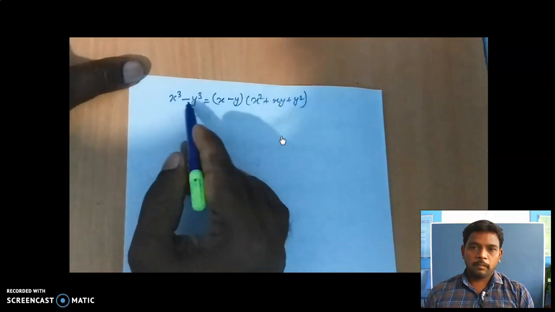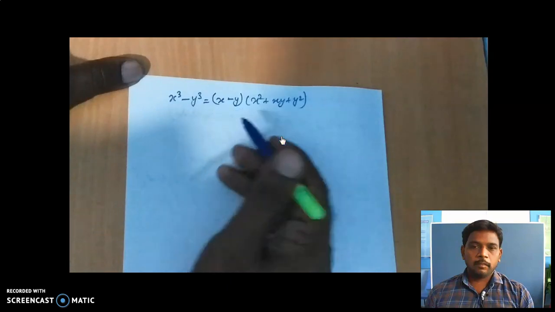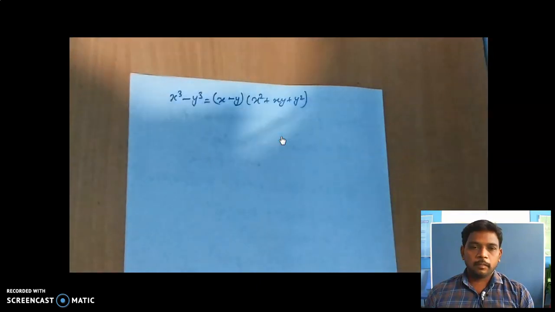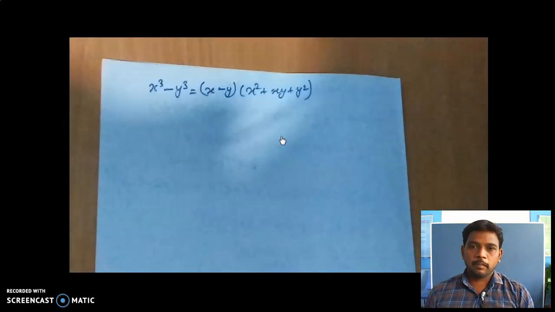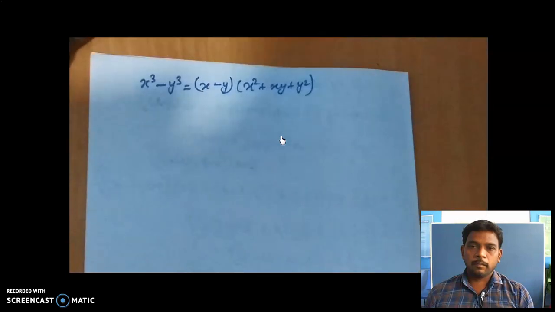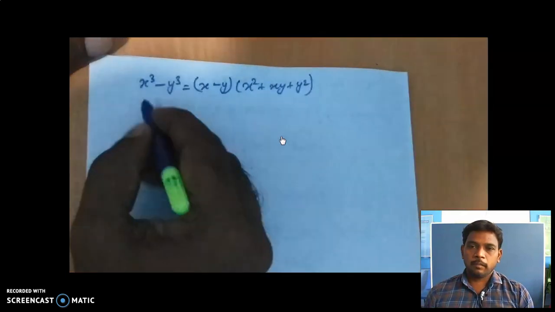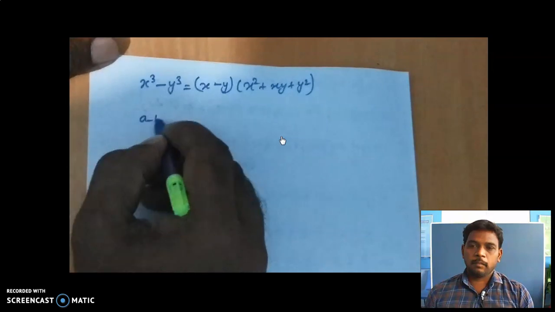So here the two terms have cube, so we should use the cube formula only here. Okay, so two cube formulas are available, that is a minus b whole cube or a plus b whole cube, right? So here minus is there, therefore use the a minus b whole cube formula.